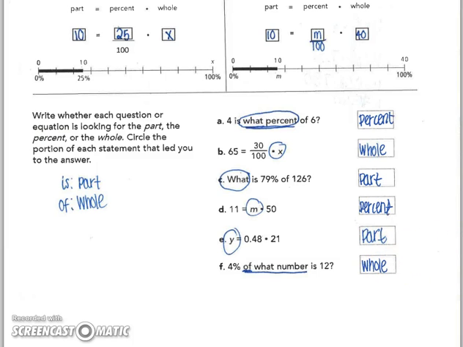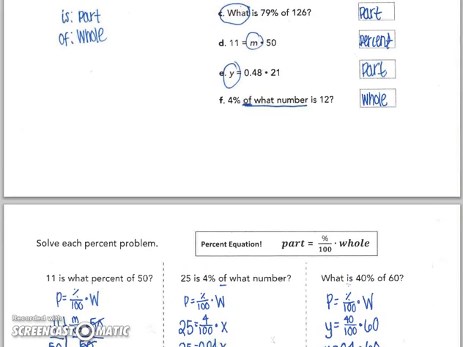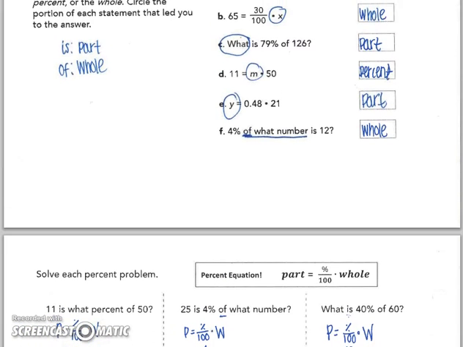Now go ahead and flip over your papers. So we're going to look at solving some percent equations. So the first percent equation that we see on the other page is 11 is what percent of 50? Every time we set up a problem like this, we want to start off by rewriting our percent equation. And you can just write it with variables like what I did here.